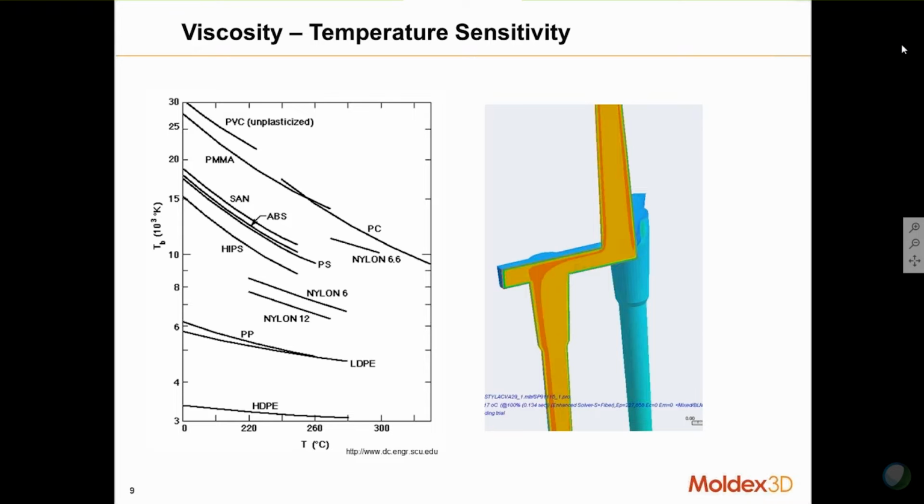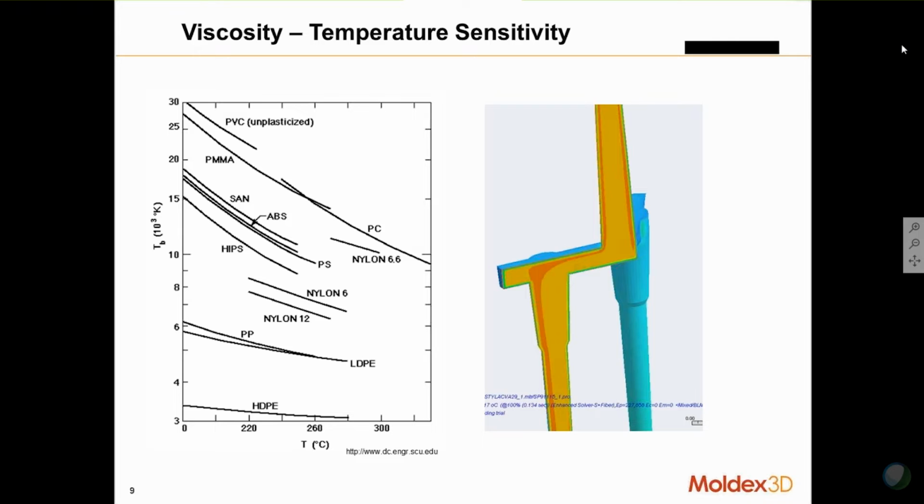And this is because they have a very temperature sensitive factor. However, if we look at materials such as PP or LDPE, these materials are not as sensitive to any change in temperature. So that's why when we are processing PP or PE, no one really cares too much about any slight change in temperature, and this is why.